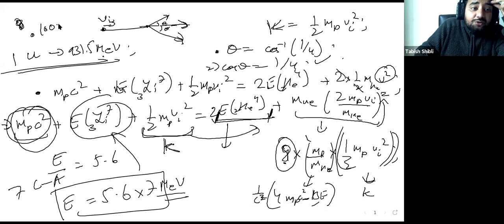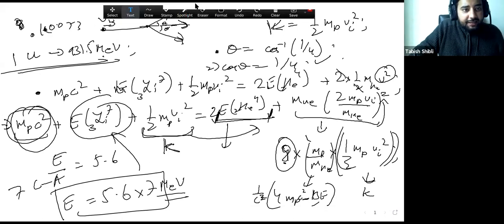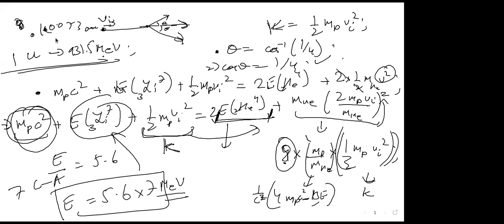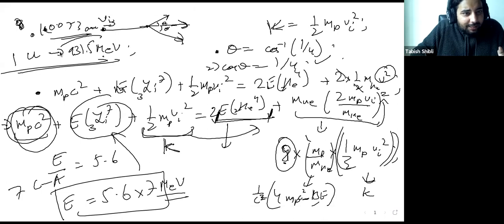No, no, no. You don't really need to do that, right? See, this is given to you already in AMU. This is in what units? We need to remember the units. This is in AMU. If this is in AMU, you can just multiply it by 931.5, right? To just get it in MeV.